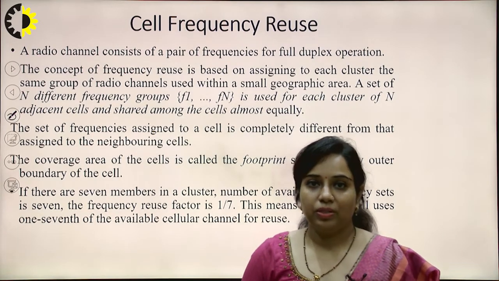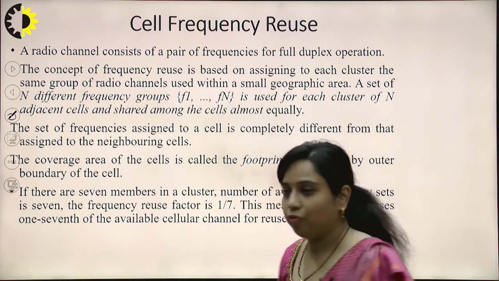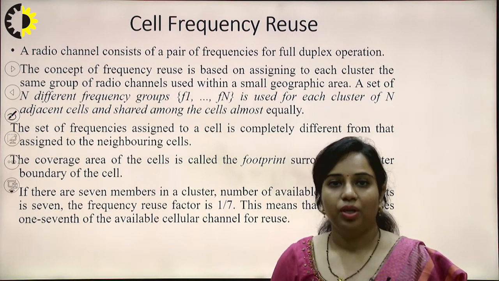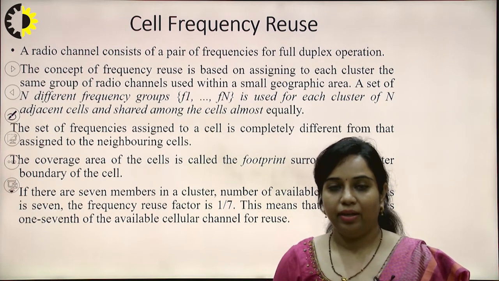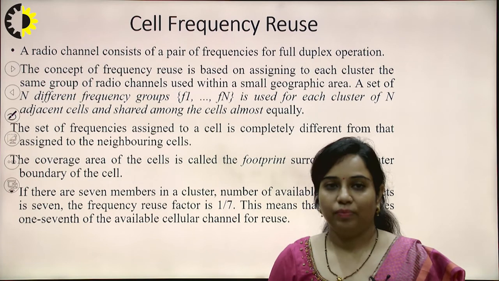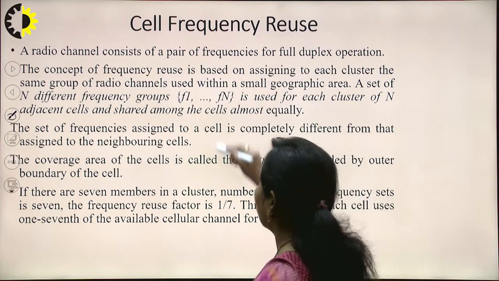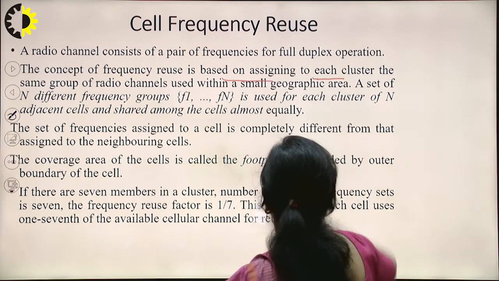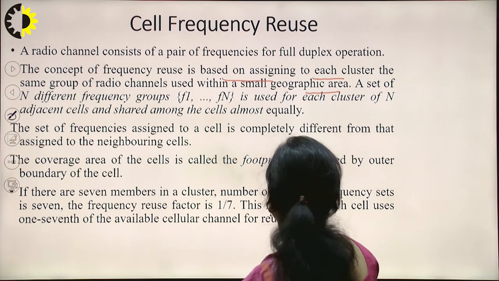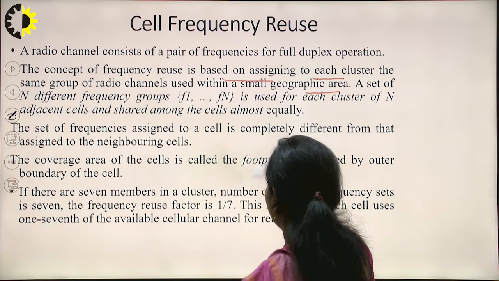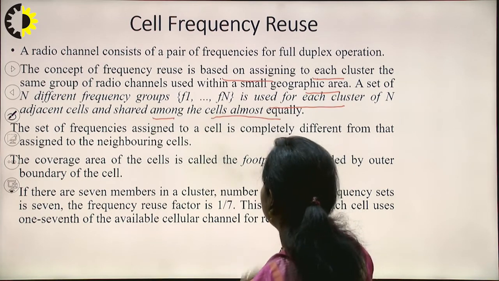Next is cell frequency reuse. You can see over here that the radio channel consists of a pair of frequencies for full duplex communication. As we all know, in case of mobile communication, we require a set of frequencies, one for the forward channel and another for the reverse channel. Forward channel is from the base station to the mobile phone, and reverse channel is from the mobile phone to the base station. The concept of frequency reuse is based on assigning to each cluster the same group of radio channels used within a small geographical area. A set of n different frequency groups like F1 to Fn is used for each cluster of n adjacent cells and shared among the cells equally.